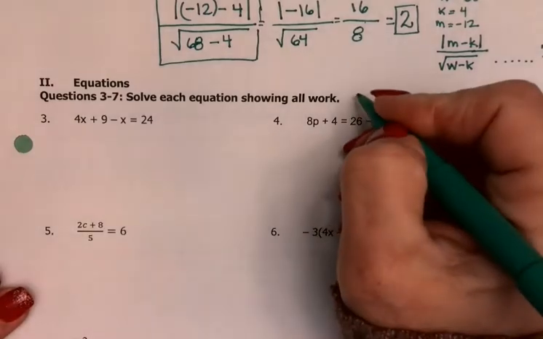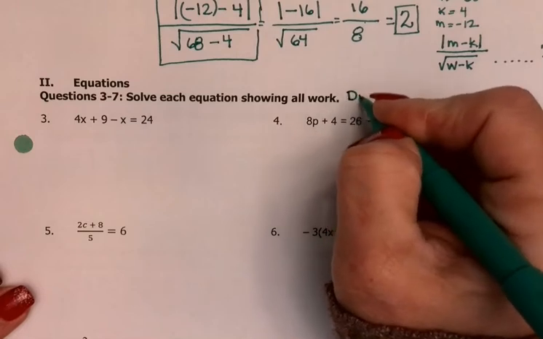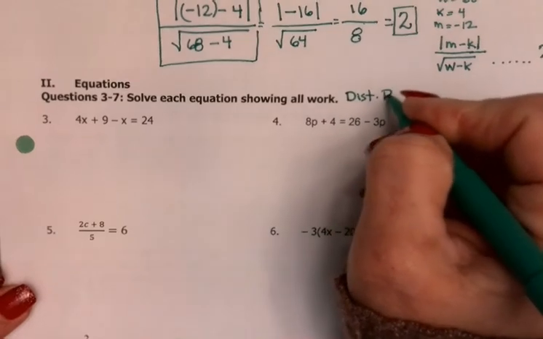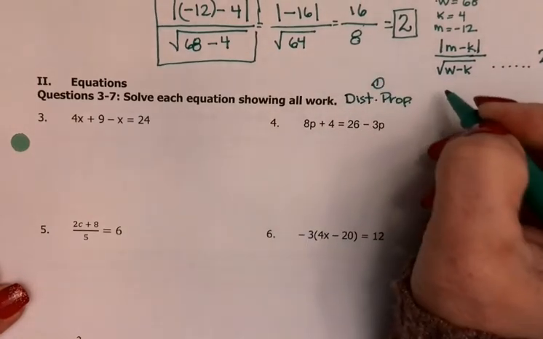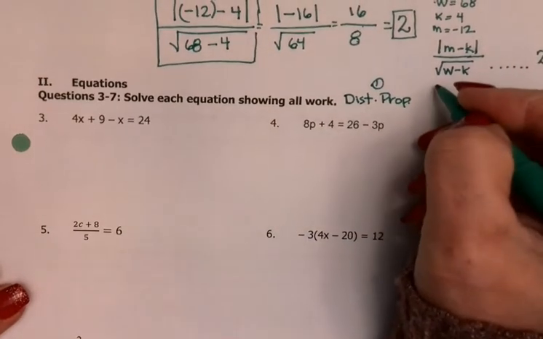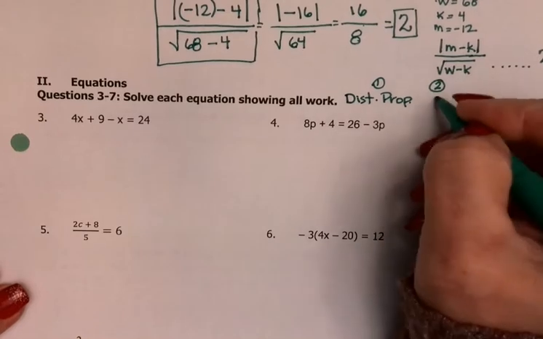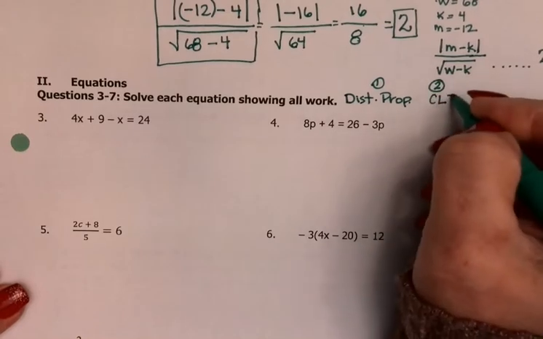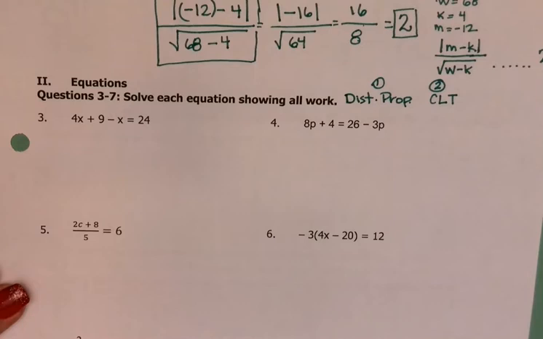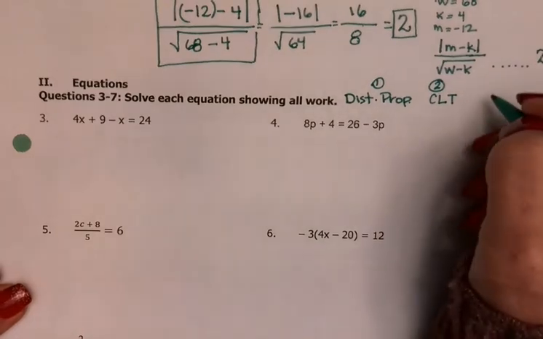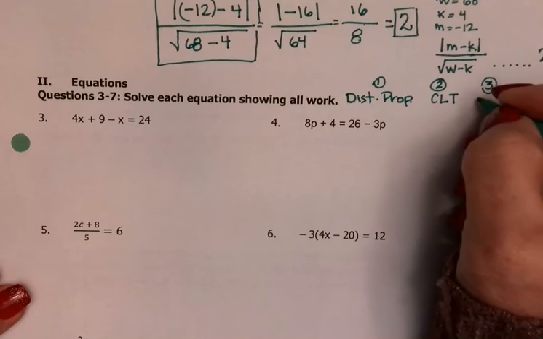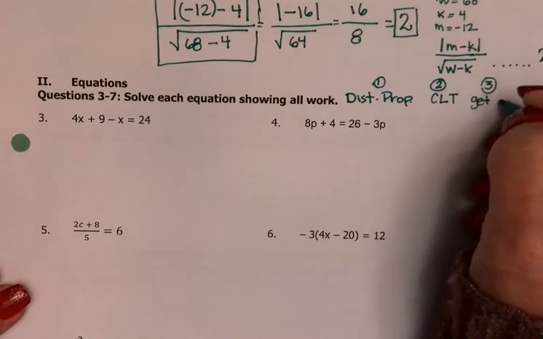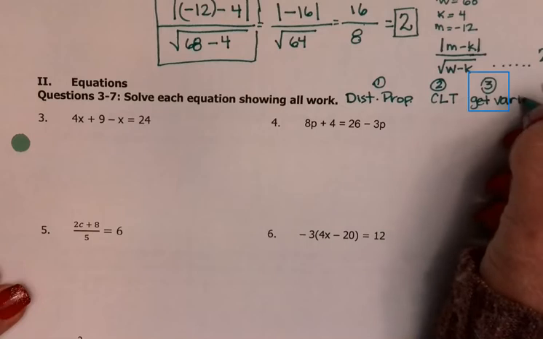We might have to rearrange by applying the distributive property, which would always be done first. After you apply the distributive property, if you have to, the second thing you're going to look to do is collect your like terms. And if your variables are on different sides, that is kind of like collecting like terms, but we want to get our variables on one side, or get your variables together.